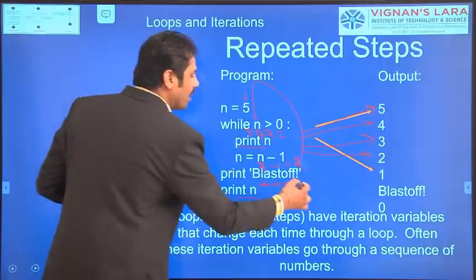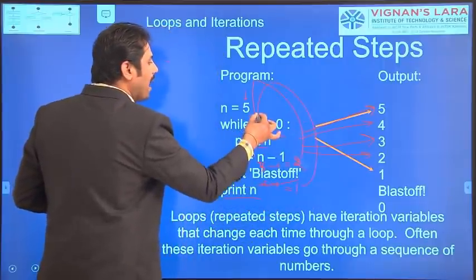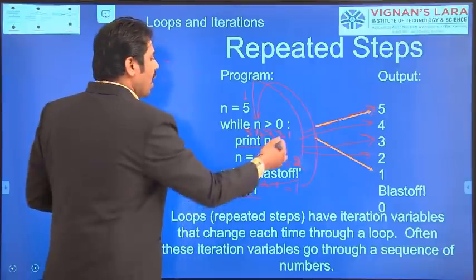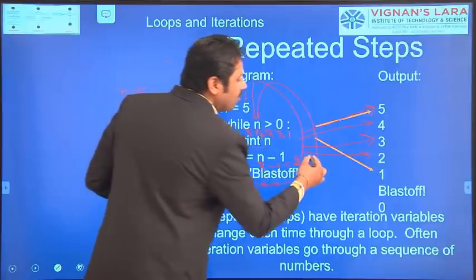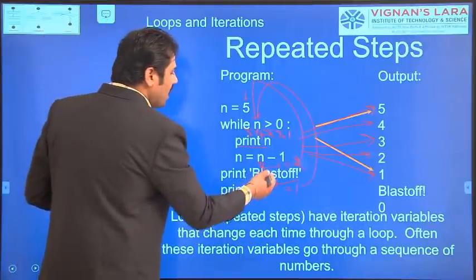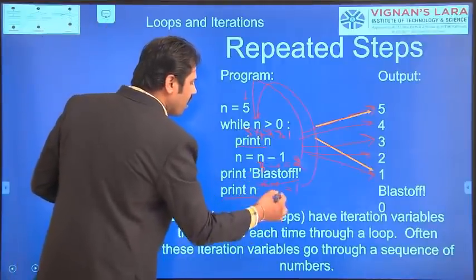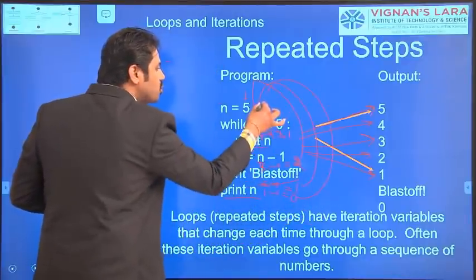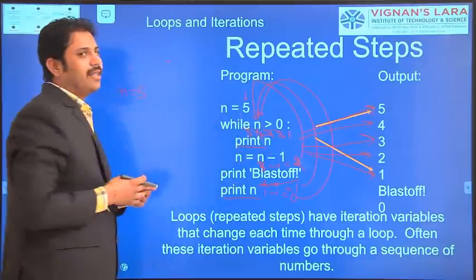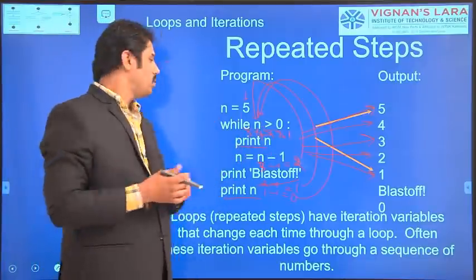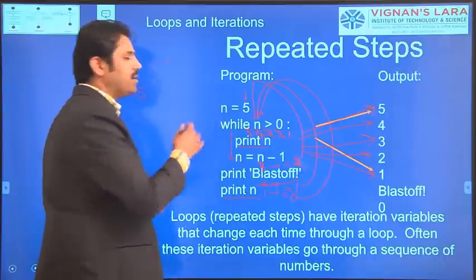Again go up and check the condition. 2 is over. Now it is 1. Print n. It prints 1. Next, take 1 minus 1 equals 0. Again go and check the condition. Is 0 greater than 0? It is false. Now it stops printing these statements.